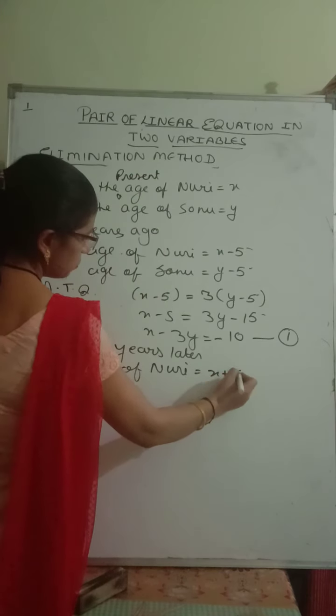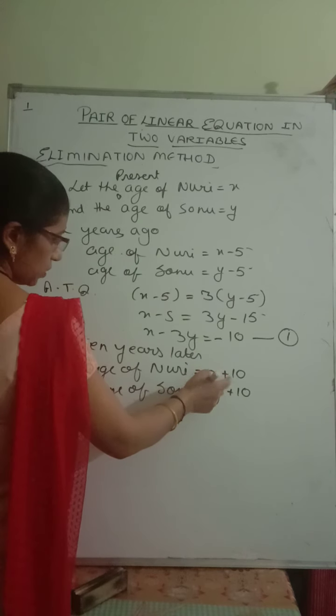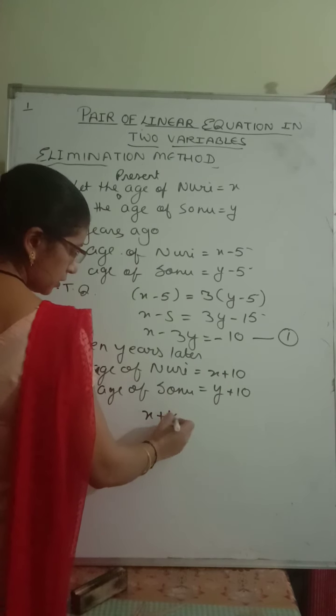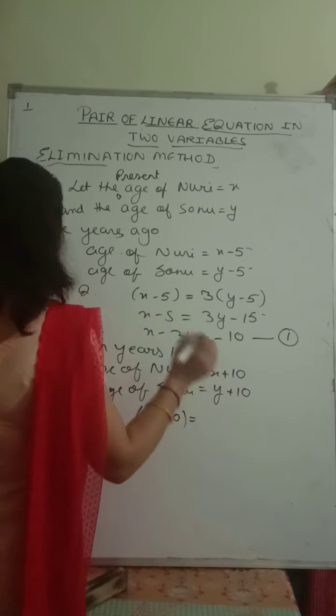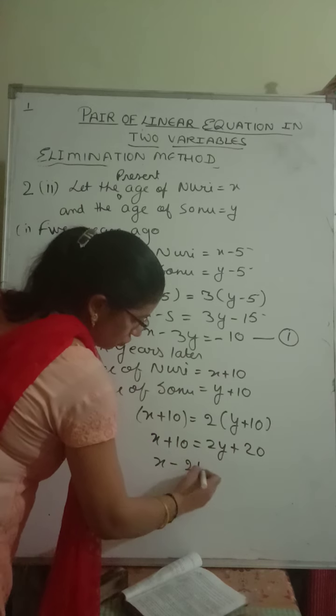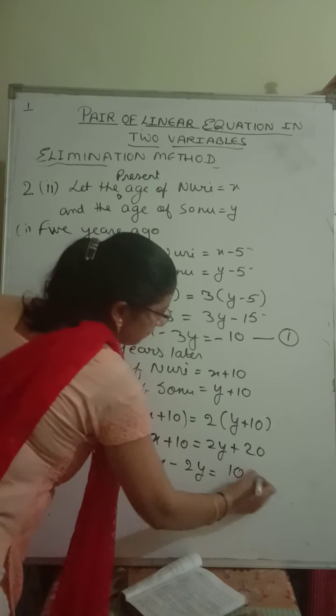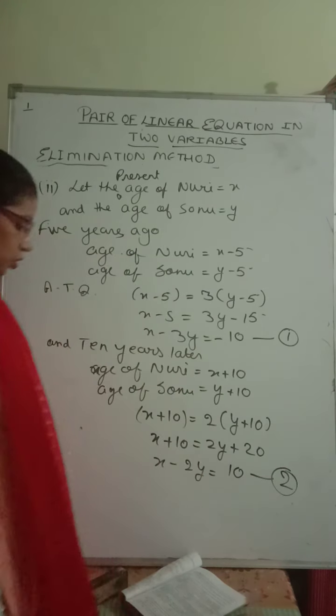Okay. So now what they are saying according to the question: 10 years later Noori will be twice as old as Sonu. How old are Noori and Sonu? Okay. So now let us solve this. x plus 10 equals 2y plus 20. So x minus 2y equals 20 minus 10, 10. This is equation number 2.